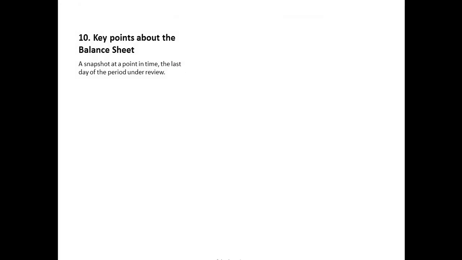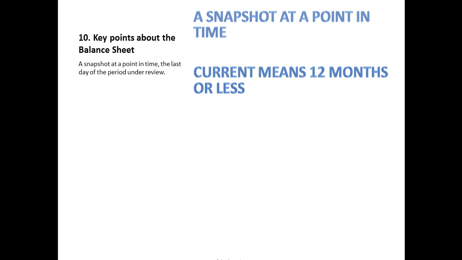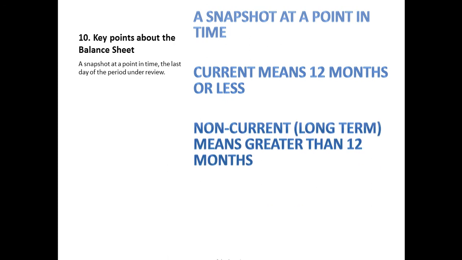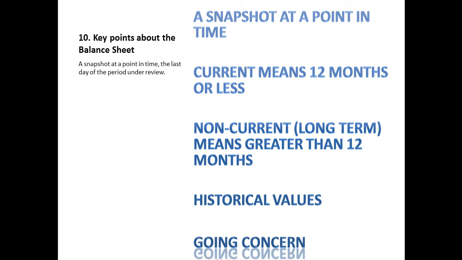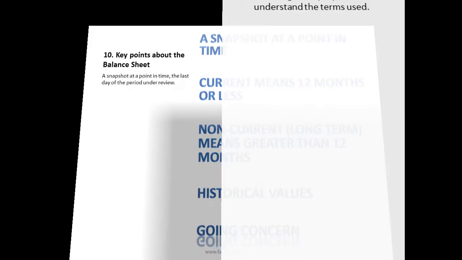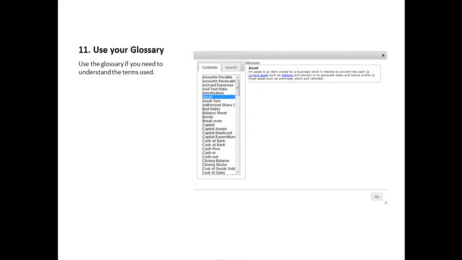Key points about a balance sheet. It's a snapshot at a point in time. You'll remember the profit and loss is cumulative over time. The balance sheet is a snapshot. Current means 12 months or less. Non-current means greater than 12 months. It's based on historical values, and it's based on the premise that the business will continue as a going concern in the same activity. Use your glossary to understand the terms.